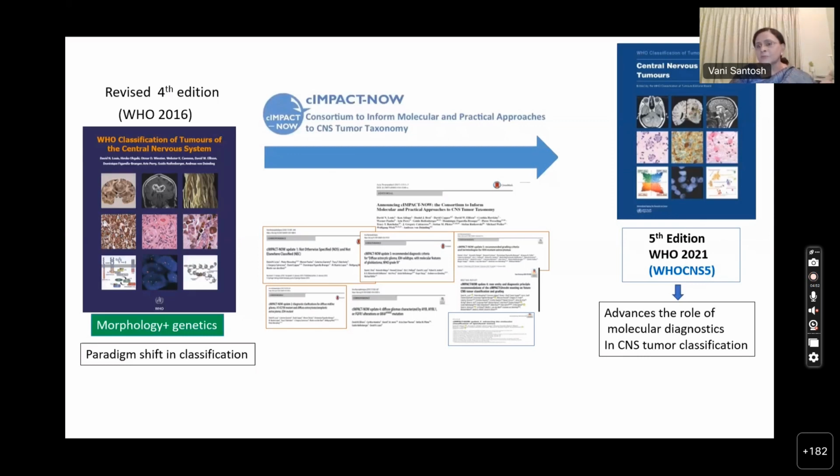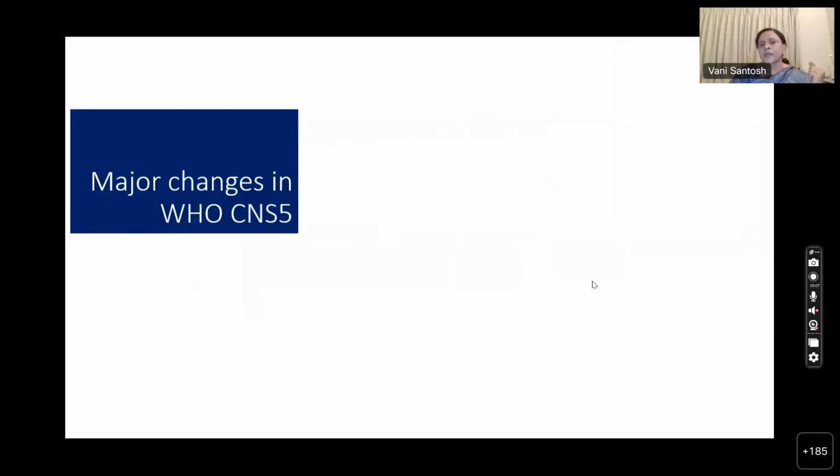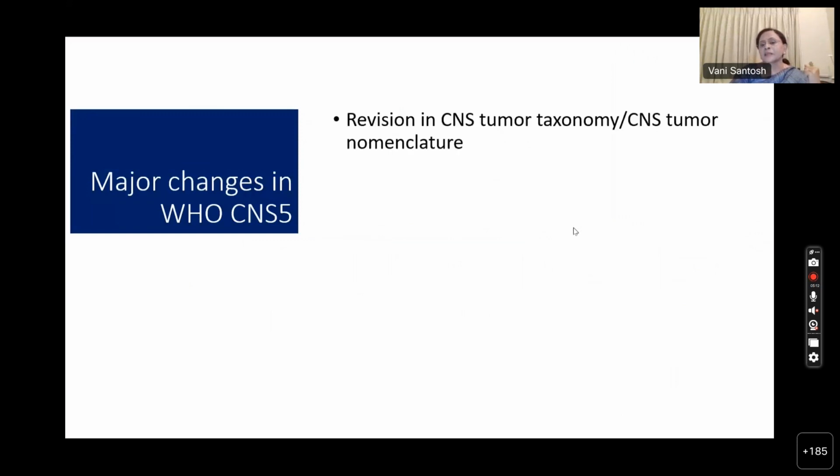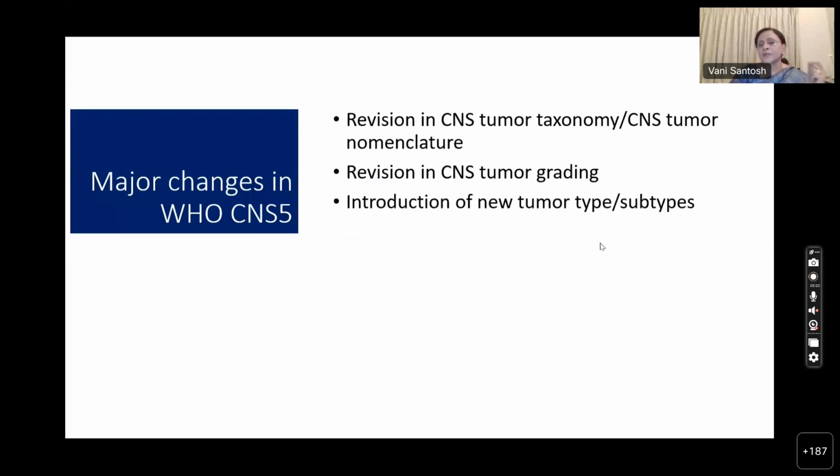So what are those established approaches? It is histology and immunohistochemistry. So we still have histology and immunohistochemistry, which plays a very important role in the classification even in this 5th edition, and therefore the classification presents a hybrid taxonomy to us. So let us look at some of the major changes that have happened in this WHO CNS5. So some of the major changes include revision in CNS tumor taxonomy, CNS tumor nomenclature. We'll discuss each one of these.